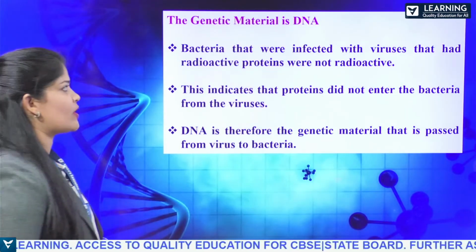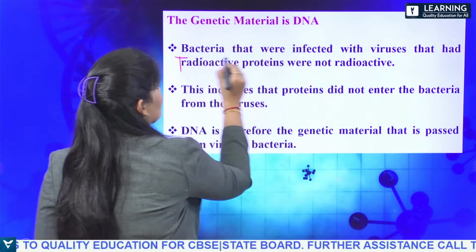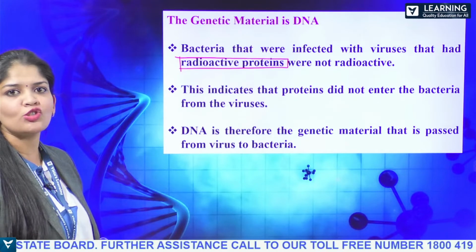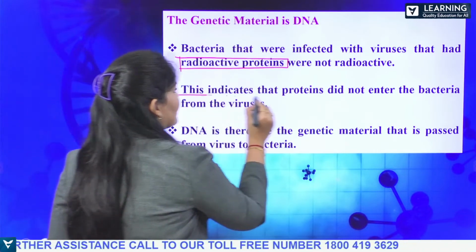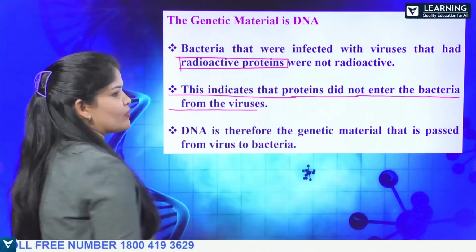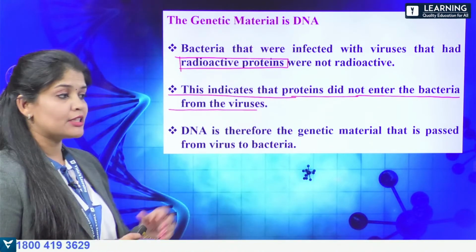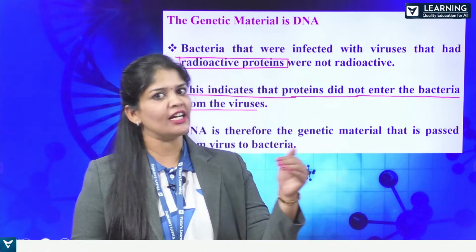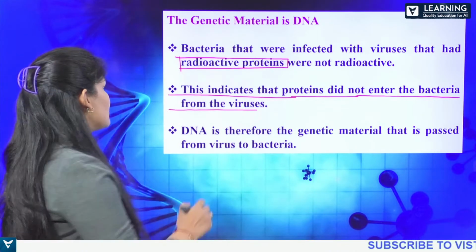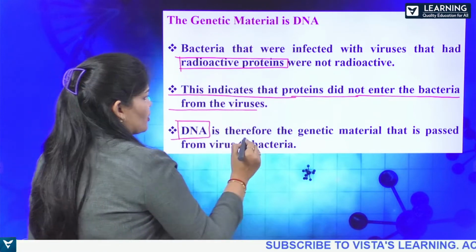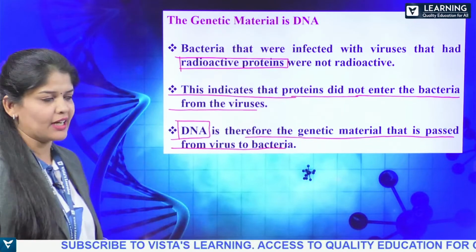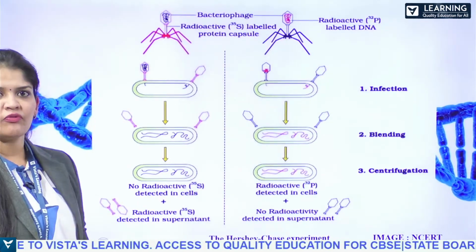Bacteria that were infected with the viruses that had radioactive protein were not radio labeled, because the label is present in the supernatant. This indicates that protein did not enter the bacterium from the viruses. That means the protein is present outside itself. It is not entering into the bacterium. That means it is not going to act as a genetic material. DNA is therefore the genetic material that is passed from virus to bacteria. So this is what we explained.